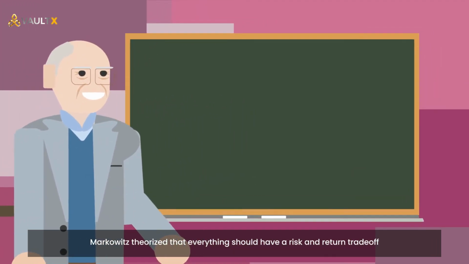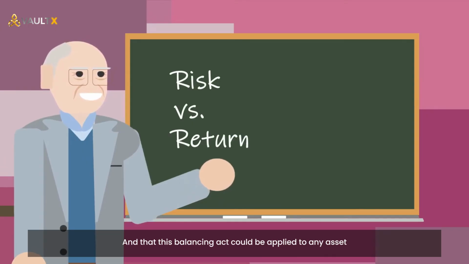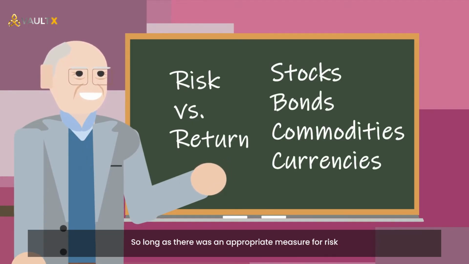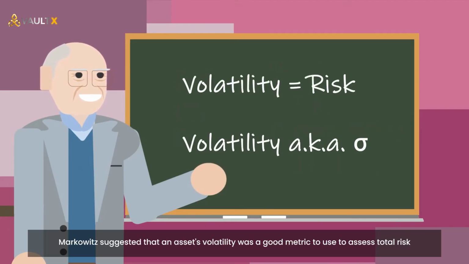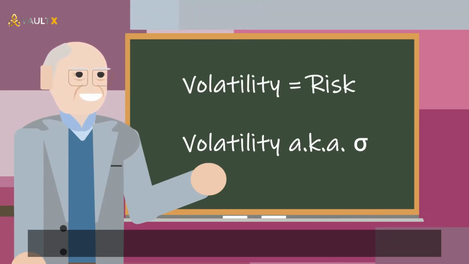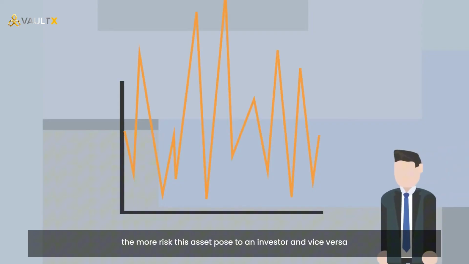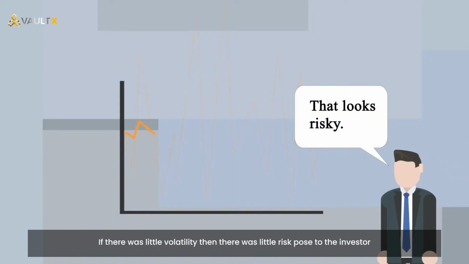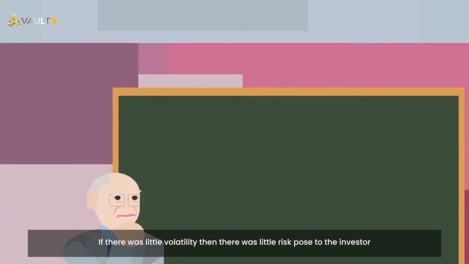Markowitz theorized that everything should have a risk and return trade-off, and that this balancing act could be applied to any asset so long as there was an appropriate measure for risk. Markowitz suggested that an asset's volatility was a good metric to use to assess total risk. In other words, the more volatile an asset's price, the more risk this asset posed to an investor, and vice versa. If there was little volatility, then there was little risk posed to the investor.